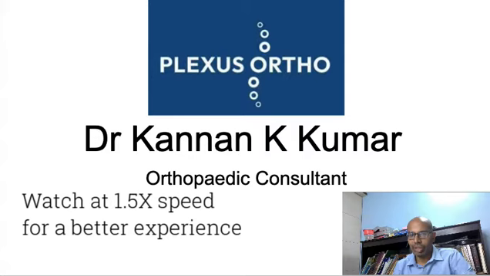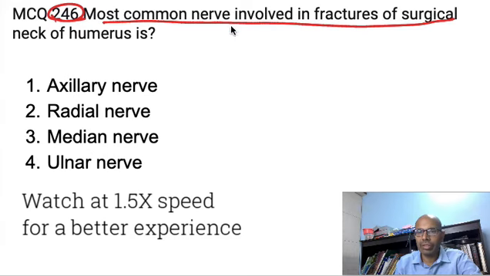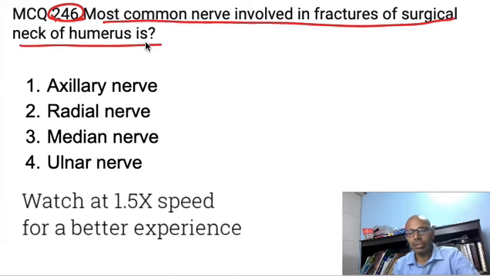My name is Dr. Kannan Kumar, and today we are going to discuss one of the MCQs that we put up a couple of days ago in the Telegram channel. The MCQ number was 246, and the question was: most common nerve involved in fractures of surgical neck of humerus is. It's a very straightforward question. All of you got it right, and the answer is axillary nerve.